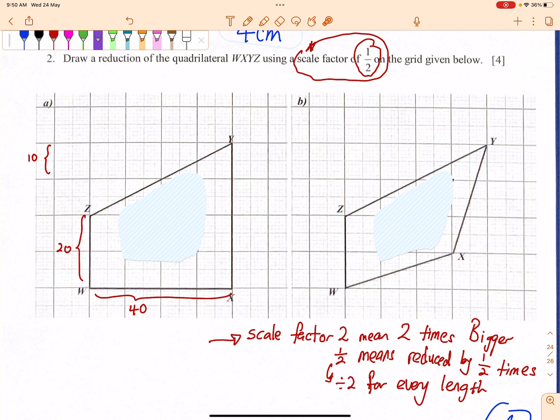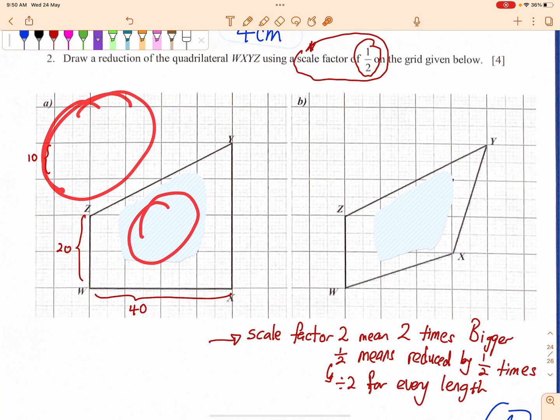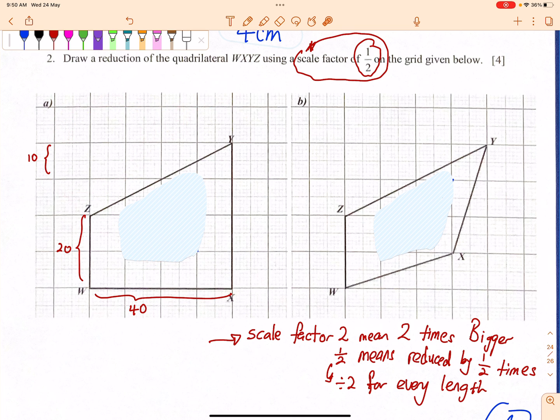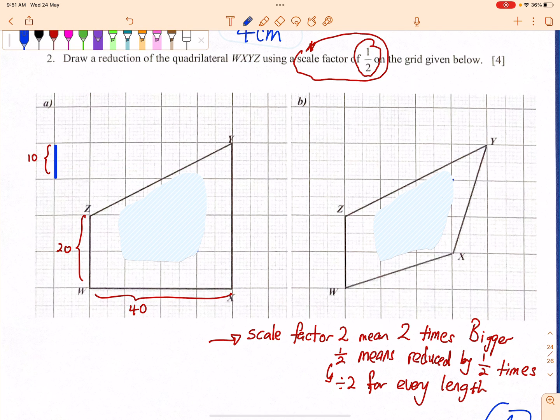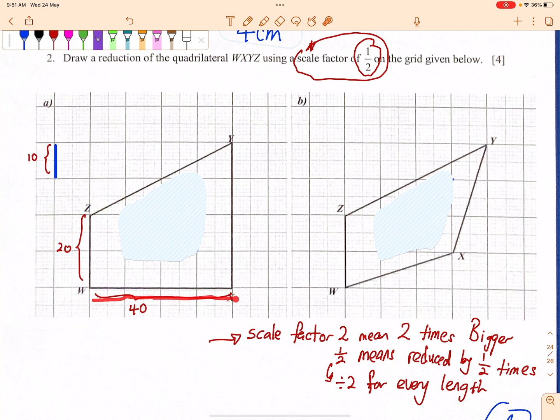So I could draw this diagram inside the diagram here, or I can even draw it here. So let me try and draw it over here. So let's see. So first I count the number of squares. So in this height here, there's 20 squares. So if I divide by 2, it will be only 10 squares. So first, I will draw a 10 square. Okay. Now over here, there is 40 square, right? 10, 20, 30, and 40. So if I divide by 2, that means it will be 20 squares here only, right? So this is 20 squares.